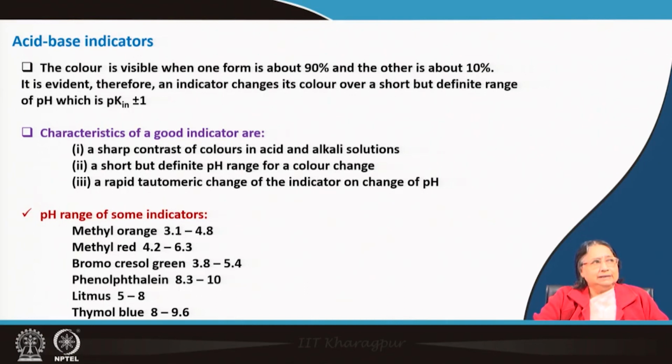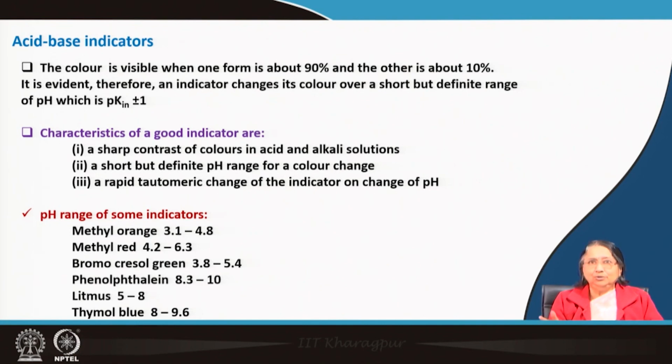Now comes the acid base indicators. When will we see colorless and when will we see the colored form, because it is a mixture of two forms. So, one color will be predominating, because it is titration. So, you have to know the neutralization point. It is very important to know that the color is visible when one form is about 90% and the other form is about 10%. It may be 95% and 5% also, but at least 90% it should be, because if both forms are present 50-50, then you will not visualize the color.